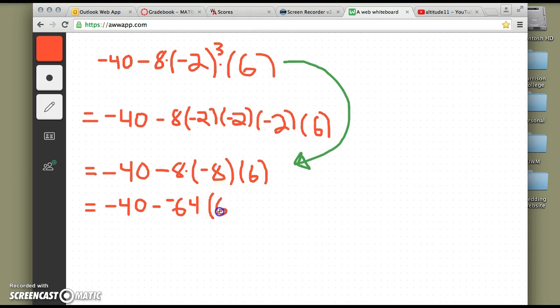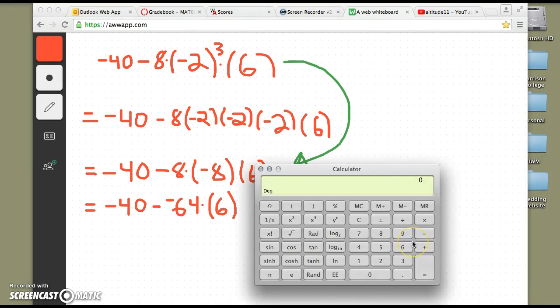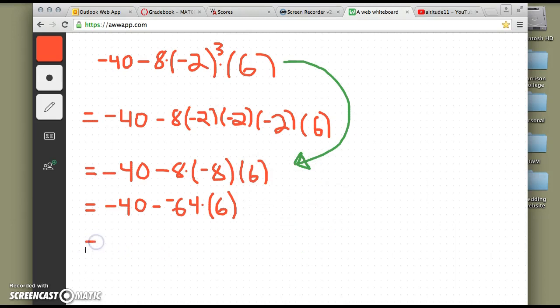And then we still are multiplying this by 6. So we're not quite done with our multiplication and division step of our order of operations. We still have this multiplication here as well. So we have a negative 40 minus a negative 64 times 6. And just so I don't make any mistakes here, let's go ahead and use a calculator to multiply this out. So we have a negative 64 times 6. So that's negative 384. So we have negative 40 minus, and we just saw that negative 64 times 6 is negative 384.